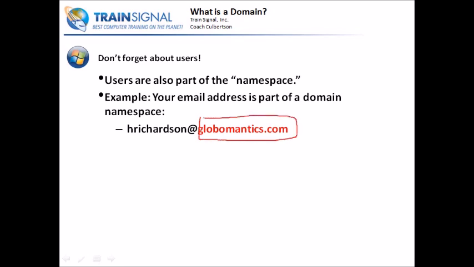This guy right here. So here we have hrichardson@globomantics.com. And it looks a lot like an email address. Well, it is an email address if you have an email server at globomantics.com that's registered with DNS servers out there on the internet. But users are also part of your domain namespace.